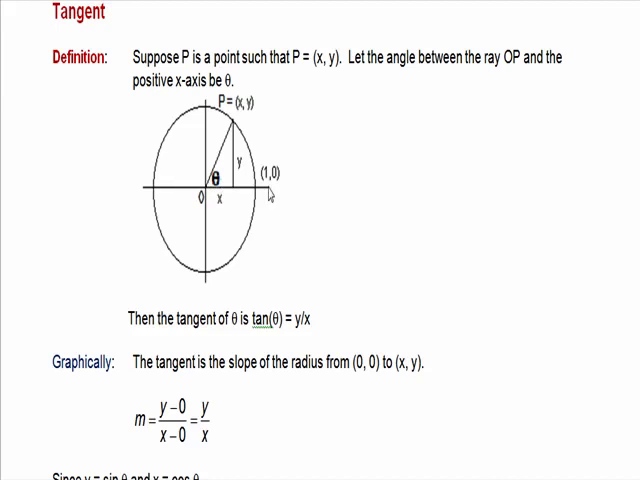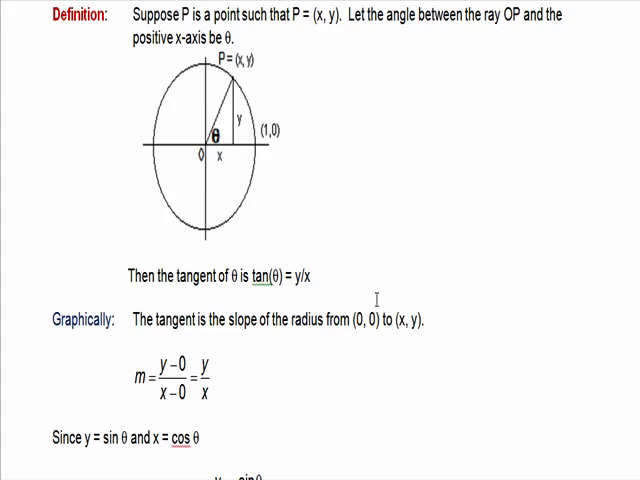Using SOHCAHTOA, using my right triangle trig, remember, tangent is the opposite over the adjacent. So if this is my angle theta, the opposite is y, the adjacent is x, so the tangent of theta ends up being y over x. That's one way. That's probably the most common way that people think of tangent, is using the right triangle.